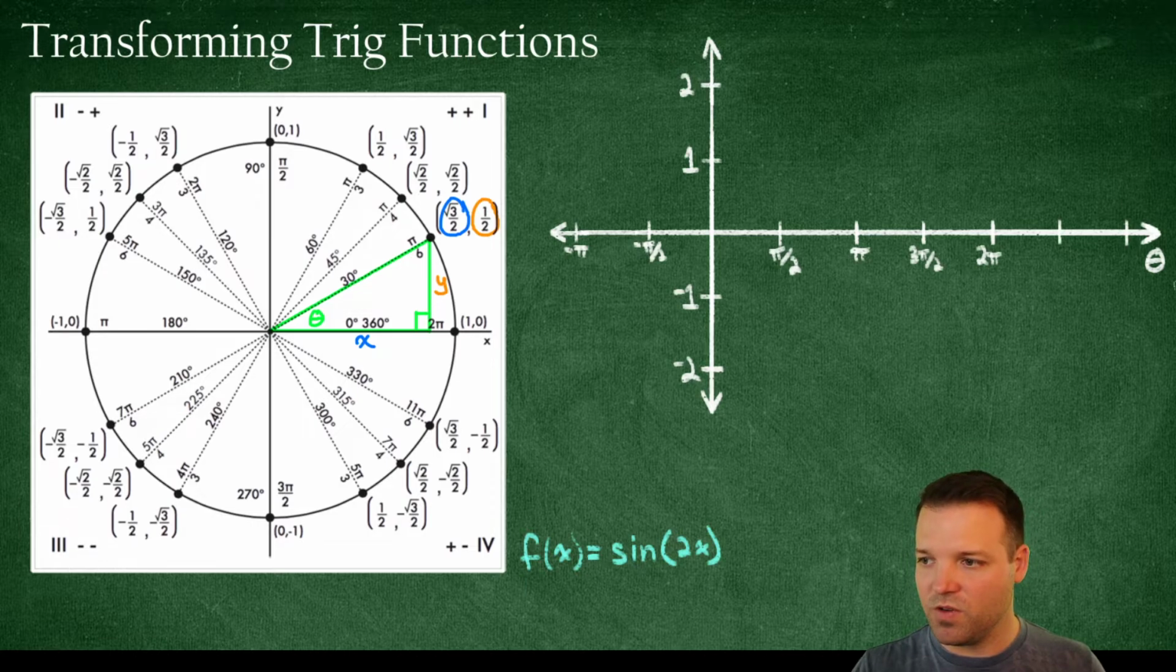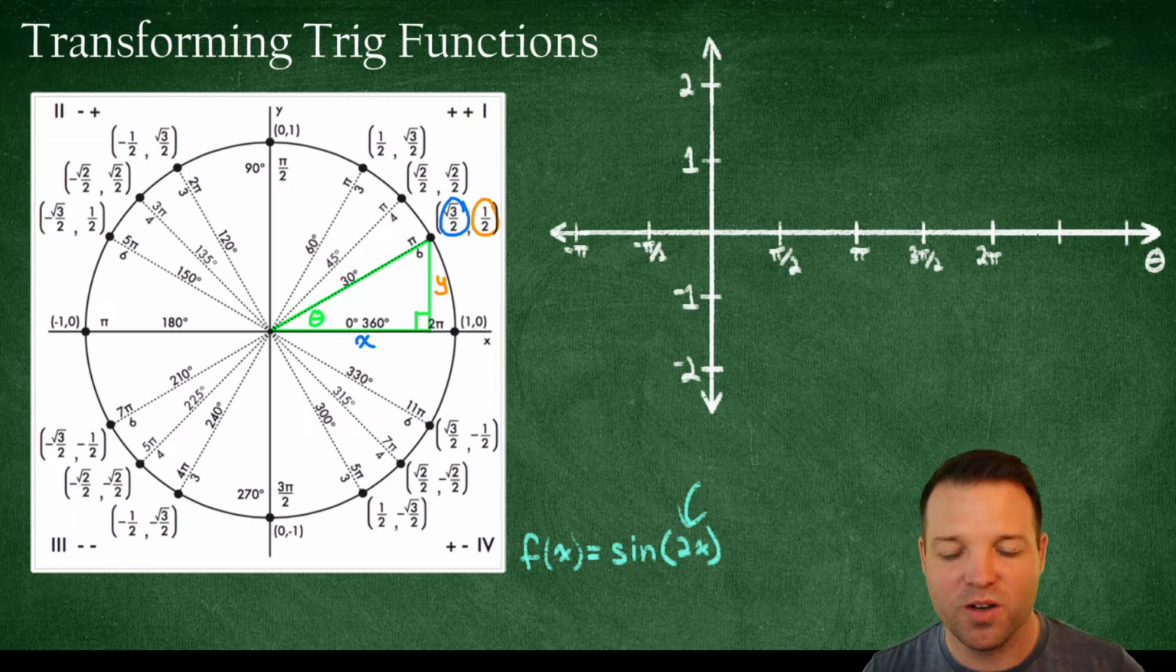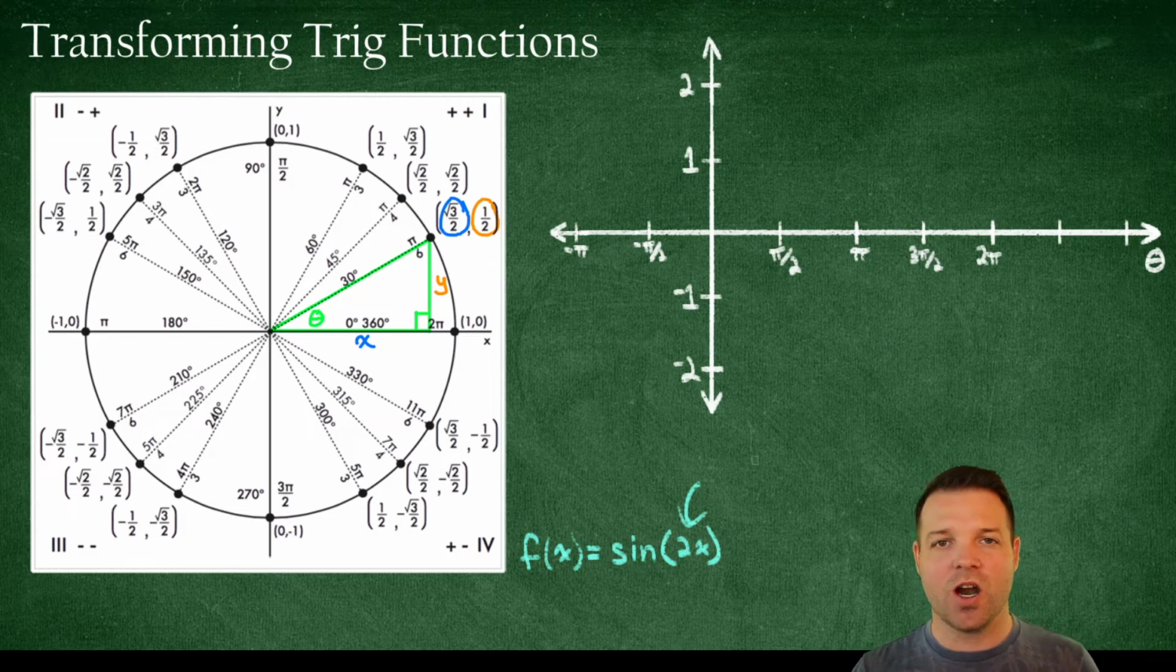Okay, so this one here is our first one where we have this b value. Now, the b value is going to be really important because this is going to change our period. So the period, and this is the sine, by the way, the parent function of sine has a period of 2 pi. So this is going to change.